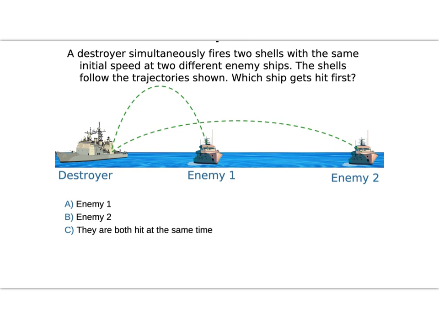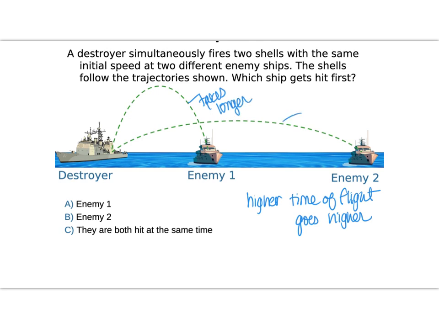Now we can use this to answer this question. So we have a destroyer firing 2 shells with the same initial speed at 2 different enemy ships. And we want to know which one is going to hit first. Again, the one that has the higher time of flight will go higher. And so this one takes longer, and then this one will hit first.